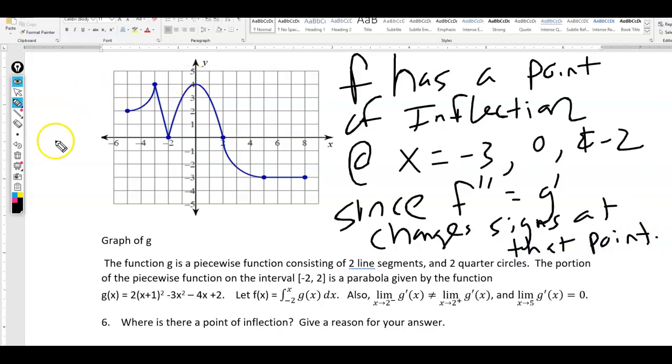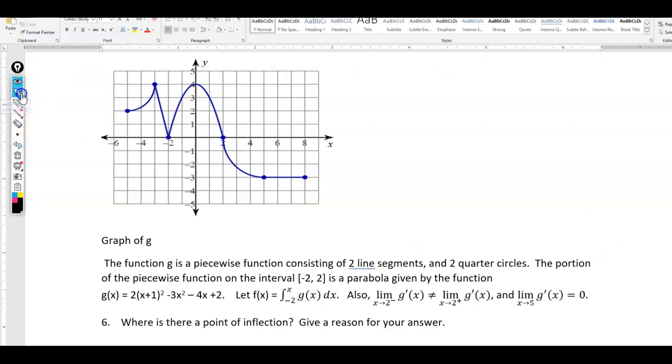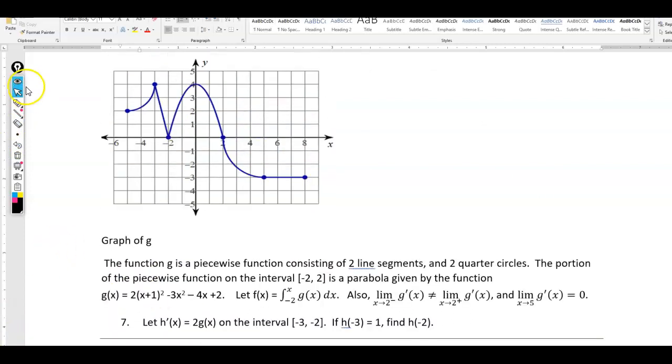Okay. There you have it. Let's continue here. Last question, part A, that is. All right. Let h prime of x equal 2g on the interval from -3 to 2. If h of -3 is 1, find h of 2.